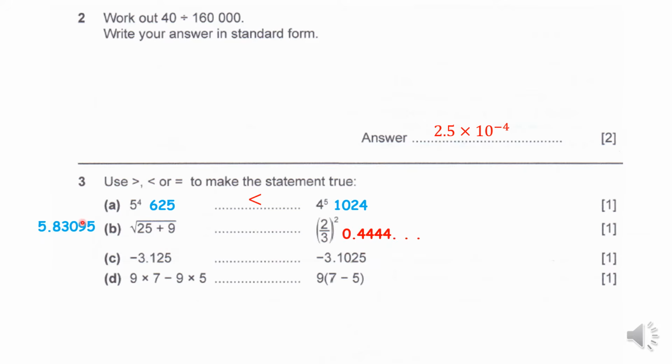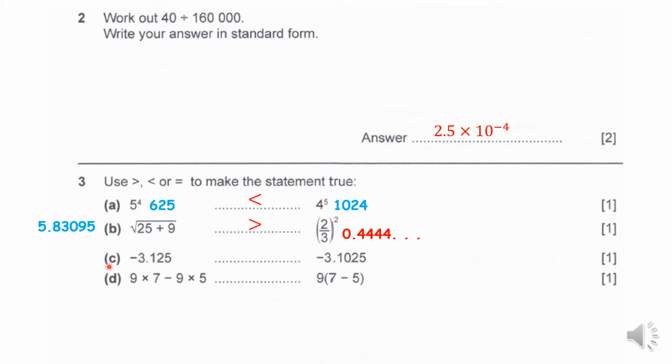And then perhaps you can also use your calculator. So when you do this on your calculator, remember this is the square root of 25 plus 9. In a nutshell, you have the square root of 34, which is some number, 5.83095, while you have 2 over 3 all squared, which gives you 0.44 recurring. So quite clearly you can see that 5.8 is bigger than 0.4.